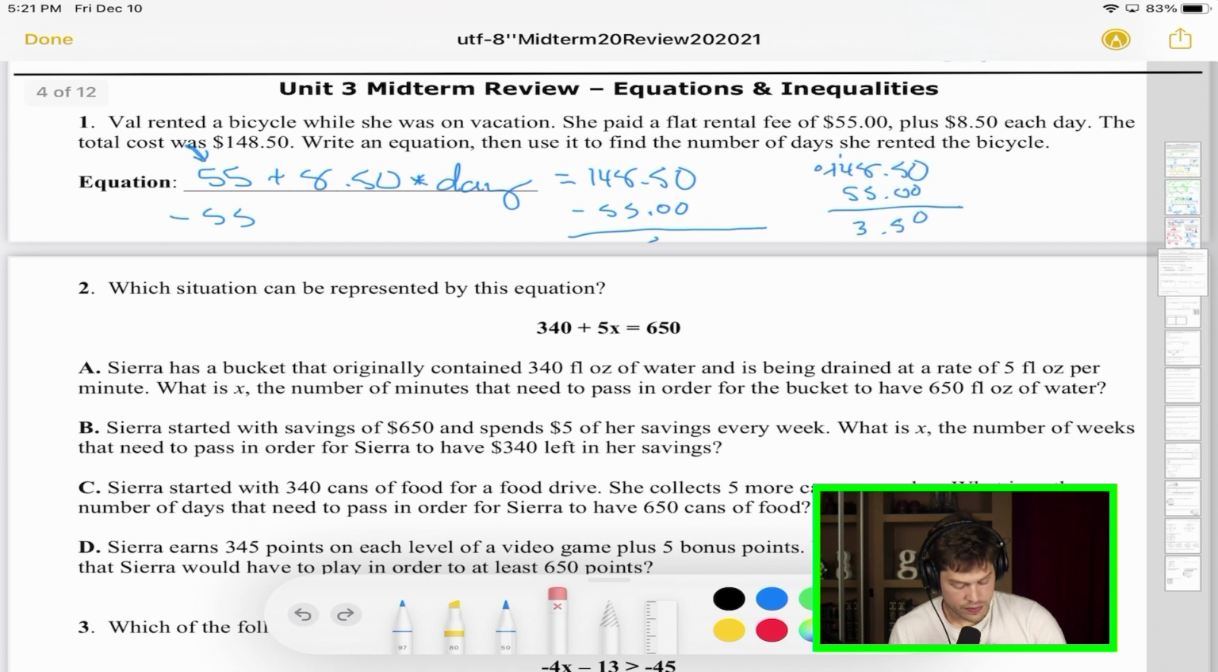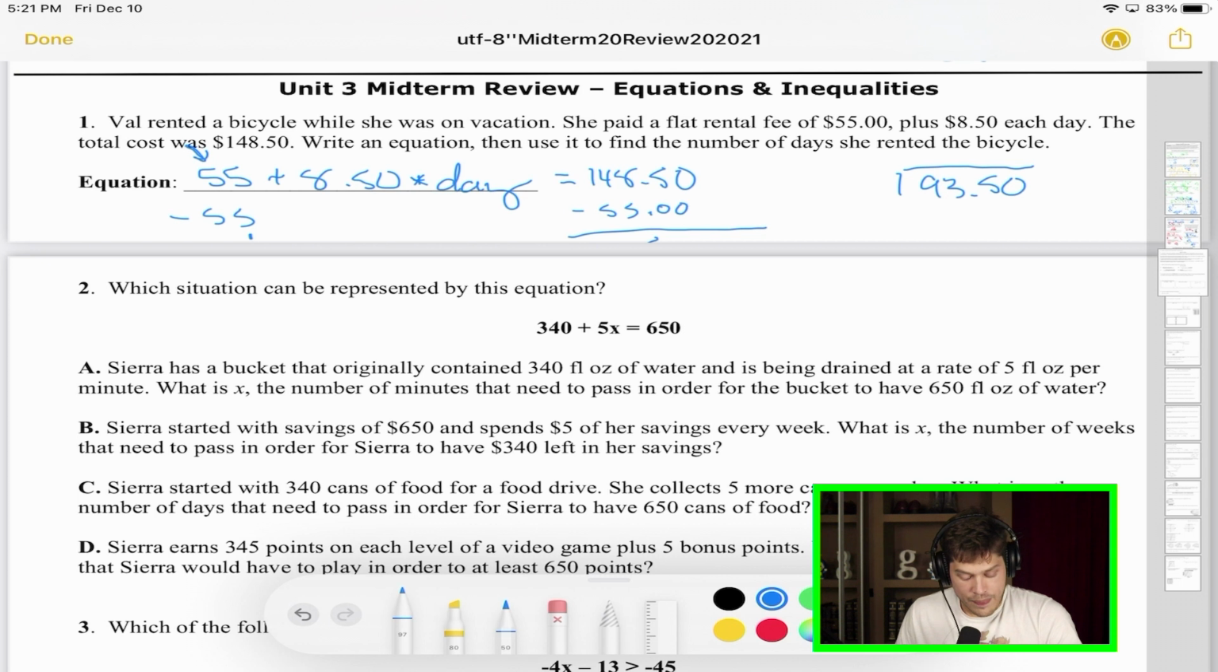Oh, I already forgot what I had. 93.50. Okay, 93.50. And then we're going to take 93.50 and do what with it? Well, we need to divide it by 8.50, the cost per day. So we have 93.50 divided by 8.50. And again, we don't like decimals, so we're just going to move it over.